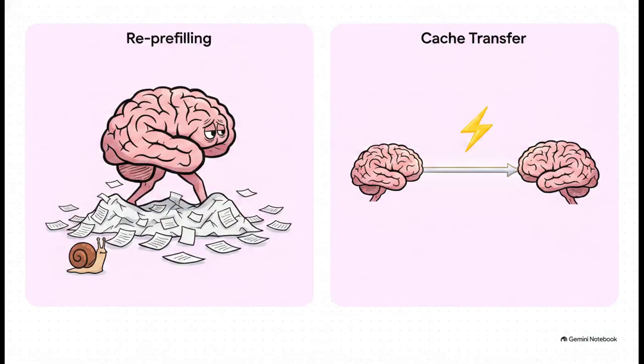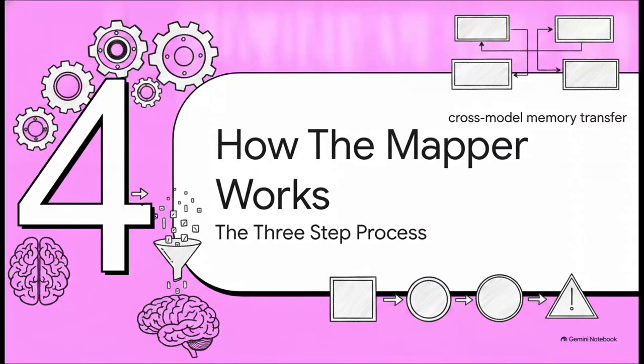So, because of that hidden linear structure, we can totally change how these models tag team a prompt. Think about it. The old way, re-prefilling, means reading the whole prompt from scratch. Terribly slow, incredibly expensive. But the new way? Cache transfer. Because they share that structure, we can just translate that existing memory directly into the larger model's format. We're trading an expensive, heavy reading task for a blazing fast mathematical translation task. Now, let's look under the hood. Section 4, how the mapper works.